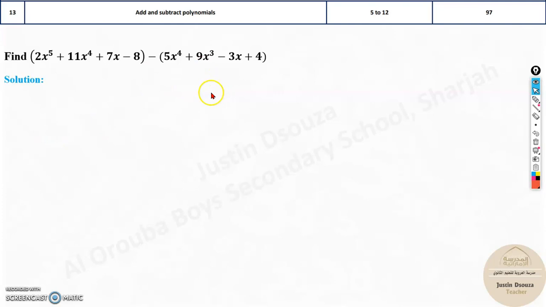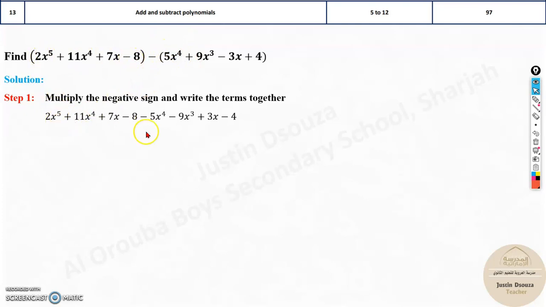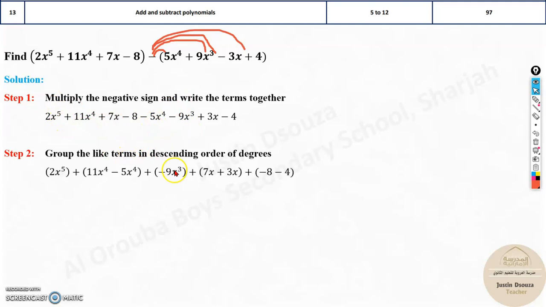Here you need to make sure that you multiply this minus sign throughout and remove the brackets. So the first terms stay as they are, but here this minus sign, distributive property, right? The minus sign is multiplied throughout and all the signs change for the second polynomial. It becomes minus 5x to the power 4, minus 9x cubed, plus, minus minus will become plus 3x, and lastly we have minus 4.